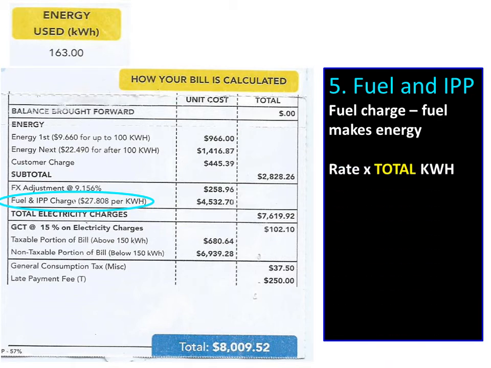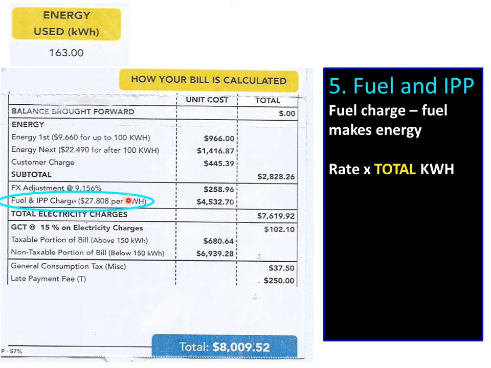And to calculate the fuel charge is the rate times the total kilowatt hours. We know what rate means. All you do, you look on the bill. The bill says $27.808 per kilowatt hours. Remember, per means for every kilowatt hours. Now, the $27.808 will be paid for every kilowatt hours you use.